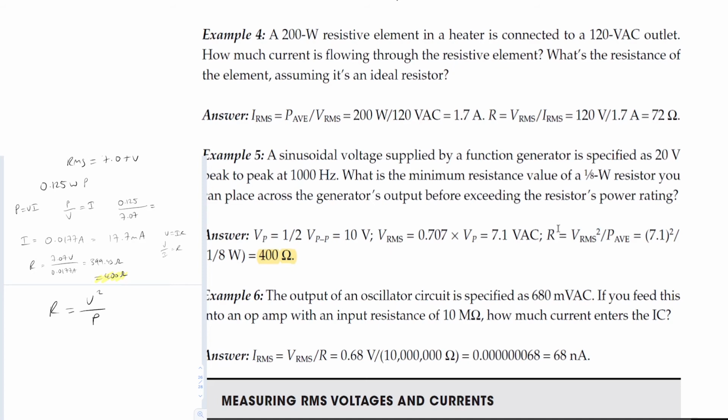That's why you want to get a bit comfortable with the manipulation of Ohm's law, the manipulation of the power law. Okay, so you take 7.1, you square it, and you divide it by 1/8, which is 0.125, and that gives you 400 ohms.